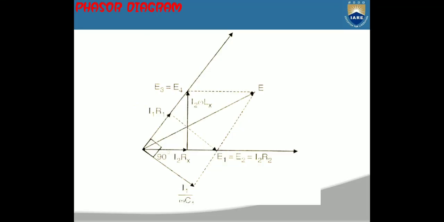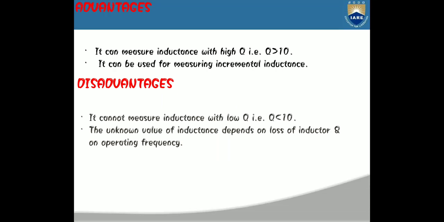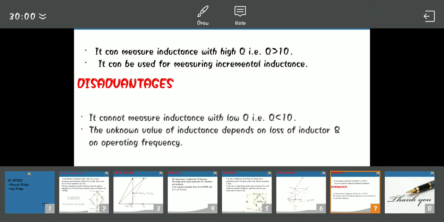And coming to the phasor diagram of Hayes bridge, and the advantages and disadvantages of Hayes bridge. Mainly, first coming to the advantages: it can measure inductance with high Q, that is Q greater than 10. It can be used for measuring incremental inductance. Disadvantages: it cannot measure inductance with low Q, that is Q less than 10. The unknown value of inductance depends on the loss of the inductor and on the operating frequency.